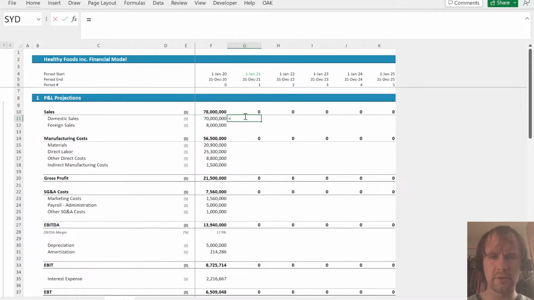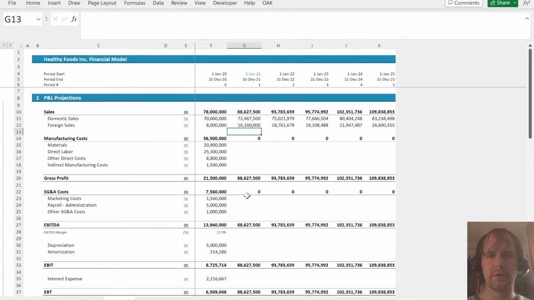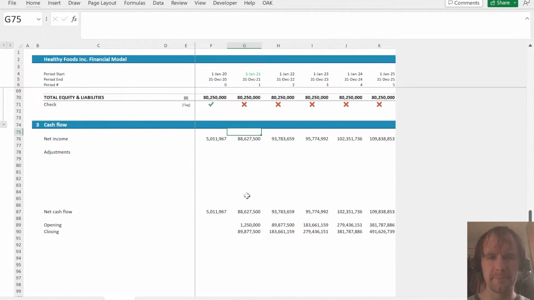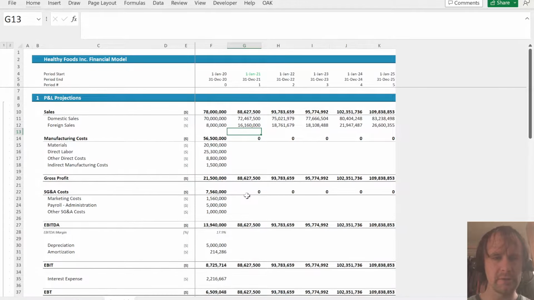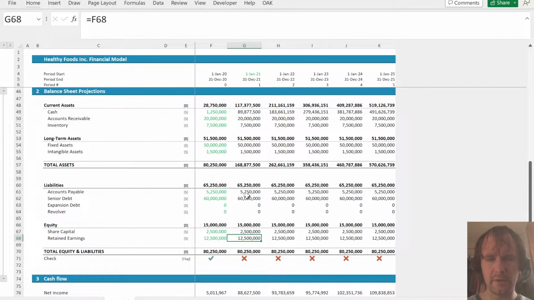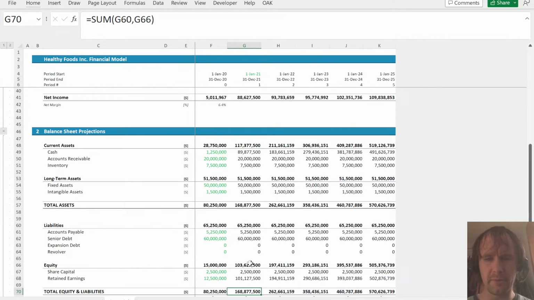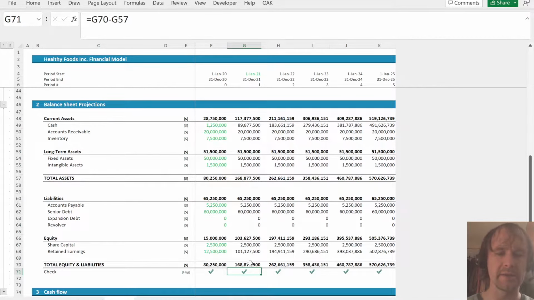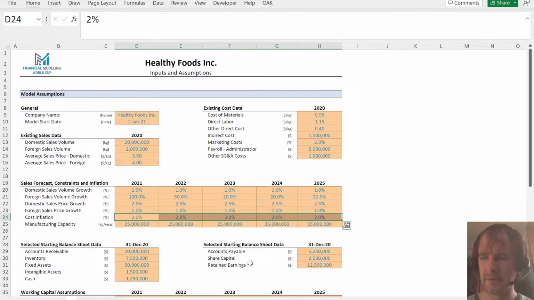Okay, so then dom rev, var rev. That's going to be domestic volume times domestic price. Hopefully that will foot back to 70 and 8. Foot back to here, and it does. Good. Happy days. So then I can pop those in here. And then does my balance sheet balance? It does not now. And that's because my net income is going to go into my retained earnings. So I'm just basically going to do the minimum amount of plumbing to keep my balance sheet balancing as I go along. So that's that. Revenue's done.